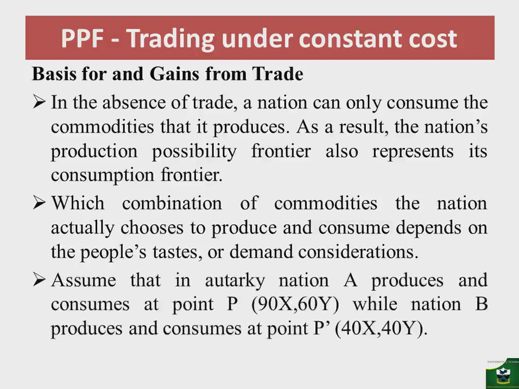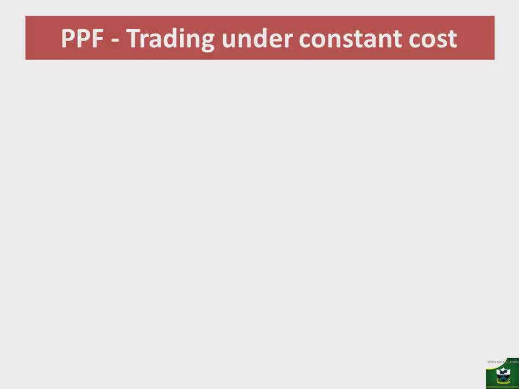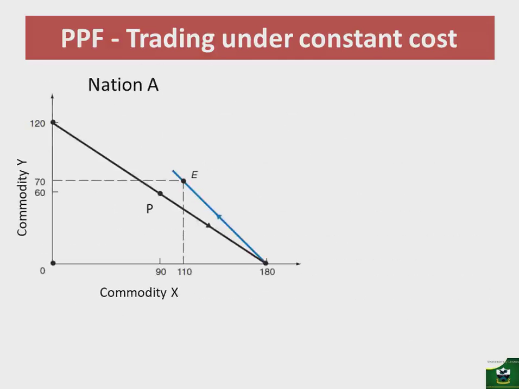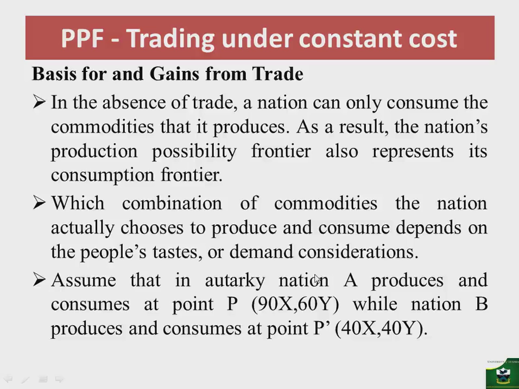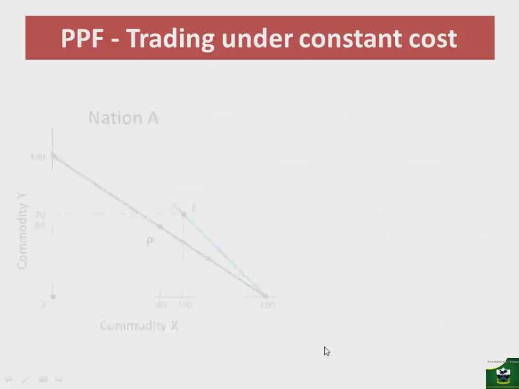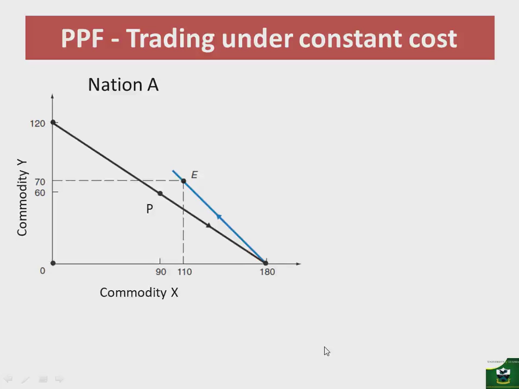Let's assume that in autarky, nation A produces and consumes at a point P. Now that's a point where I'll take you on this graph. So the point P we are looking at here is this point. So if we assume that this nation A is producing 90 of X and 60 of Y, while nation B produces and consumes at point P prime, where it's 40X and 40Y.